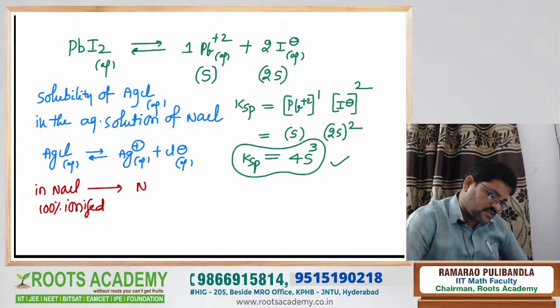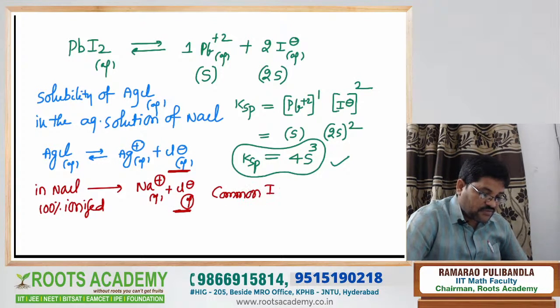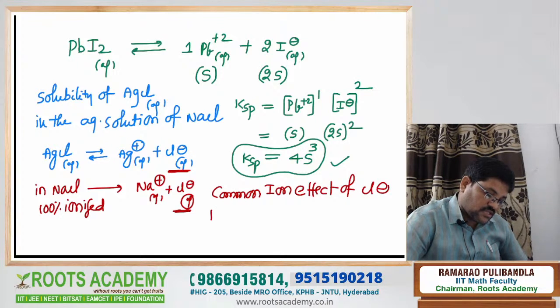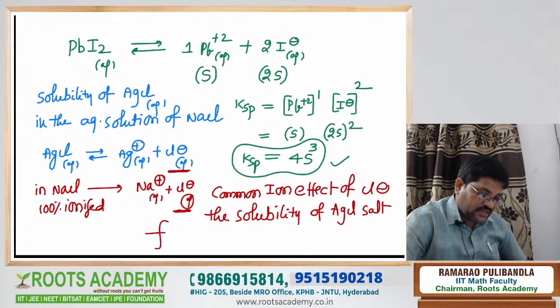NaCl is 100% ionized. What do you get? Na+ (aq) plus Cl- (aq). Now you tell me, who is the common ion? The common ion is Cl-. Because of the common ion effect of Cl-, the solubility of AgCl further decreases. The solubility of the AgCl salt further decreases.